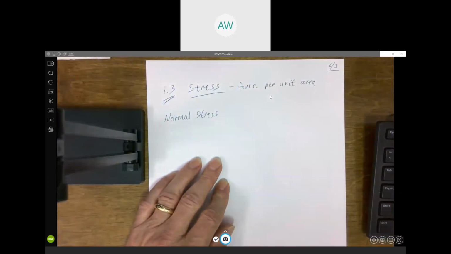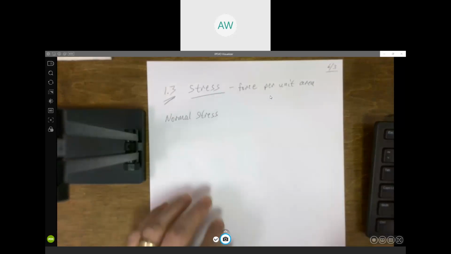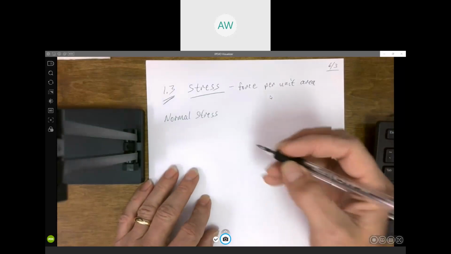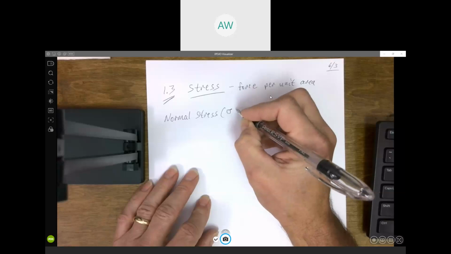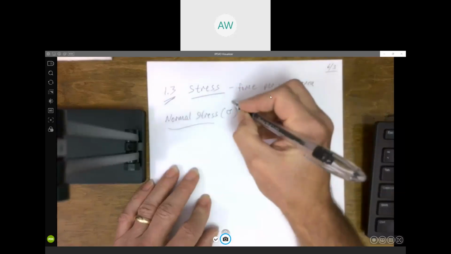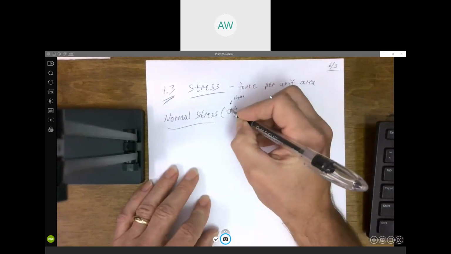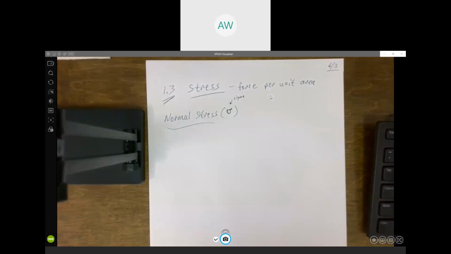And as far as the effect on the material, stress is going to determine how much that material is going to deform. Is it going to break or not? And for normal stress, notation-wise, we're going to use, my sigma is probably not real good, a lowercase Greek letter sigma. You can look in the textbook and see one, but it's a lowercase Greek letter sigma.